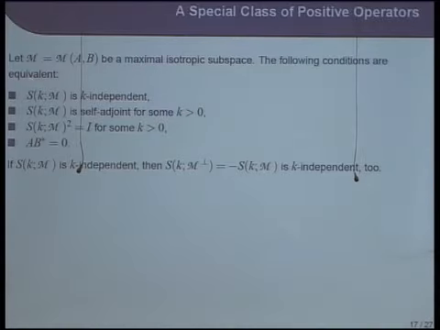First of all, S is K independent. S is self-adjoint for some K. S squared is 1. Actually, S has to be unitary. If it is self-adjoint, then necessarily S squared has to be 1. And A multiplied by B star is 0. And if you use the Kuchment parameterization, this means that the operator L is identically 0. It's the same.